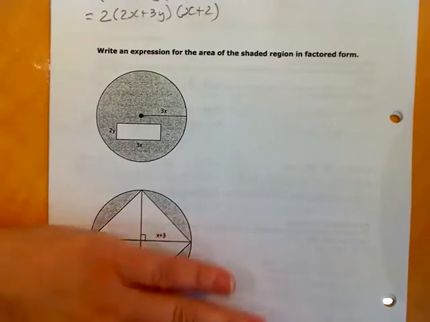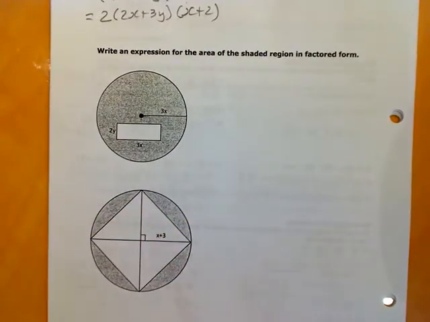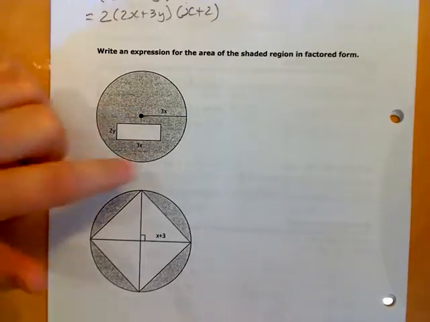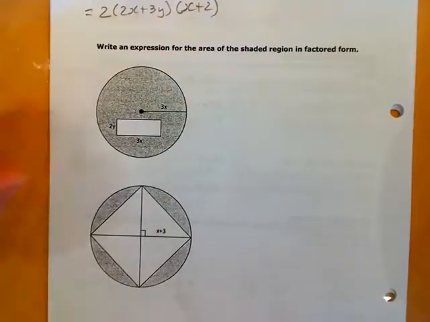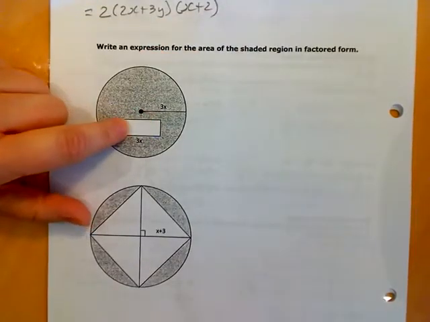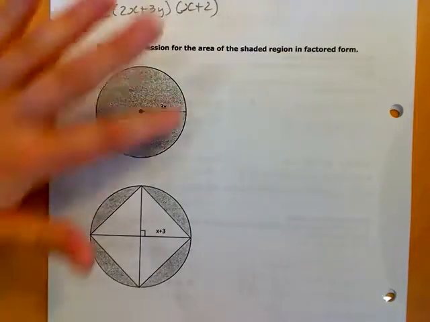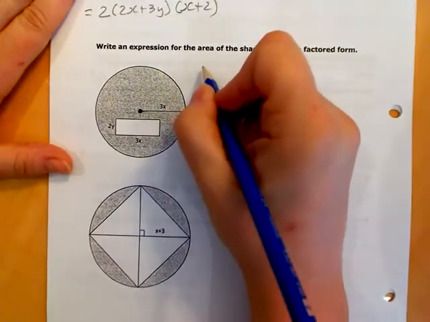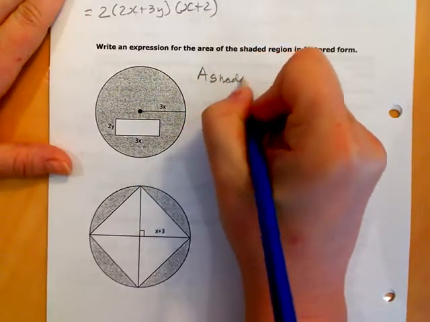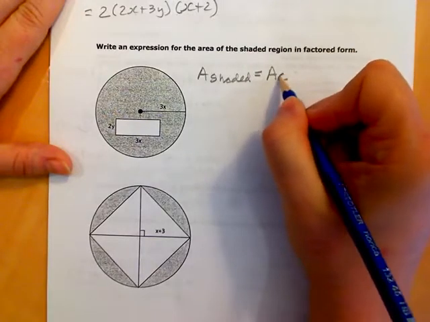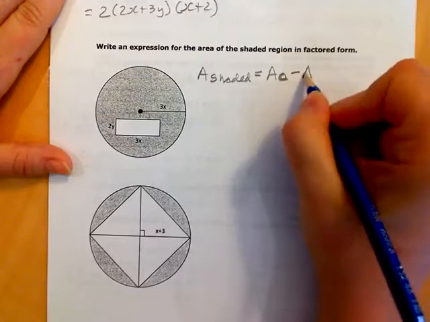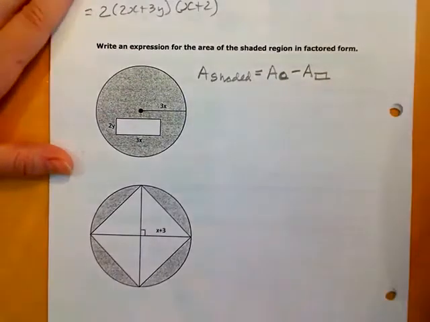Okay, let's take a look at: write an expression for the area of the shaded region in factored form. So we've done something like this previously. We know that when we have part not shaded and part shaded, the way to find the shaded part is to take the whole thing, find the area, and then find the area of the white part and subtract it out, and what will be left is the shaded. So the area of shaded is equal to the area of the circle minus the area of the rectangle, right?